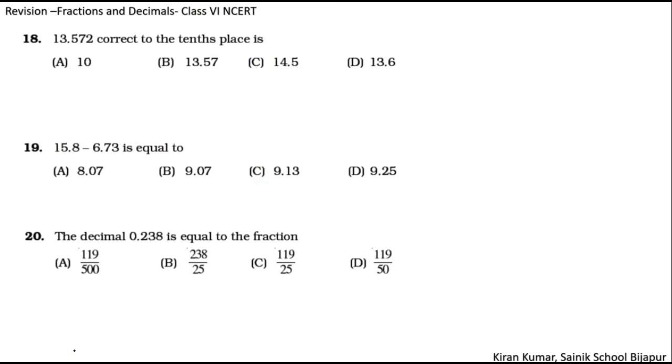Question number 18. 13.572 correct to its 10th place is. We have learned how to express the given number in an estimated way. Here 7 is a larger number compared to 5, so it will be added up, so 13.6 it becomes. So the right answer is option D, 13.6.